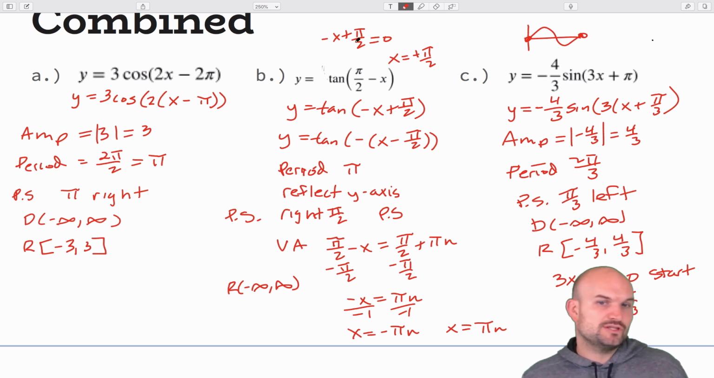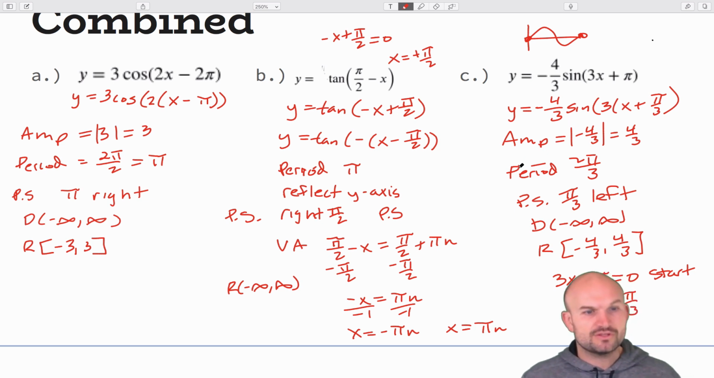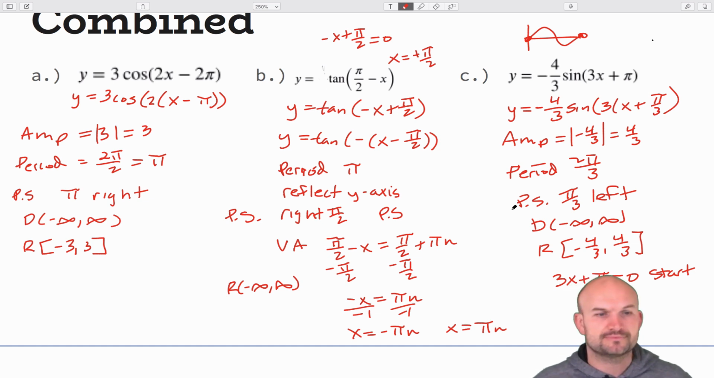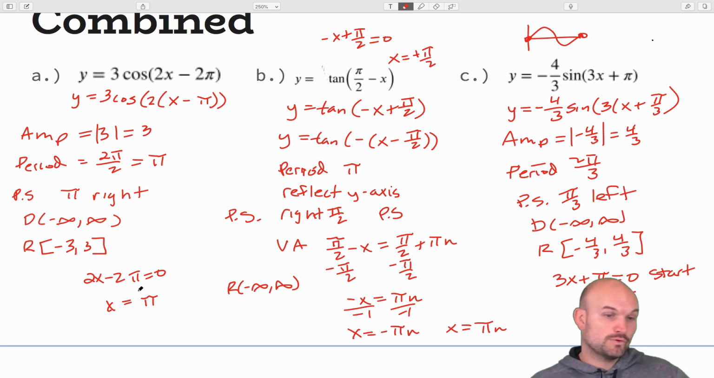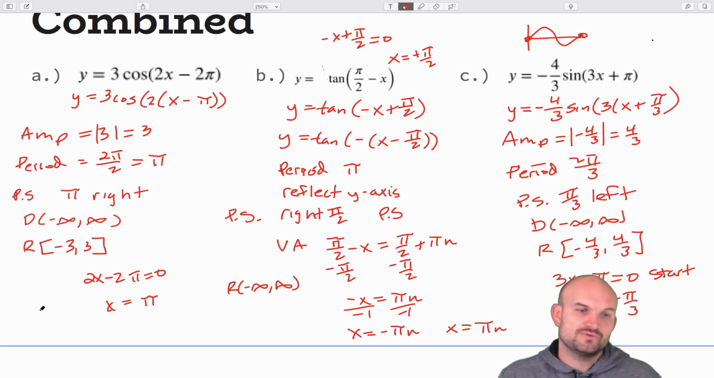The only problem with using this technique is it doesn't remind you that there is a reflection there, right? This doesn't tell you that the period changed or that b is 3. So it is helpful to identify the phase shift, but it's not really helpful in identifying the period and the reflections. And again, in this case, the same thing. Set 2x minus 2 pi equal to 0, and x is equal to pi. So if we're originally starting at 0, but now we're starting at pi, that means we're shifting pi units to the right.